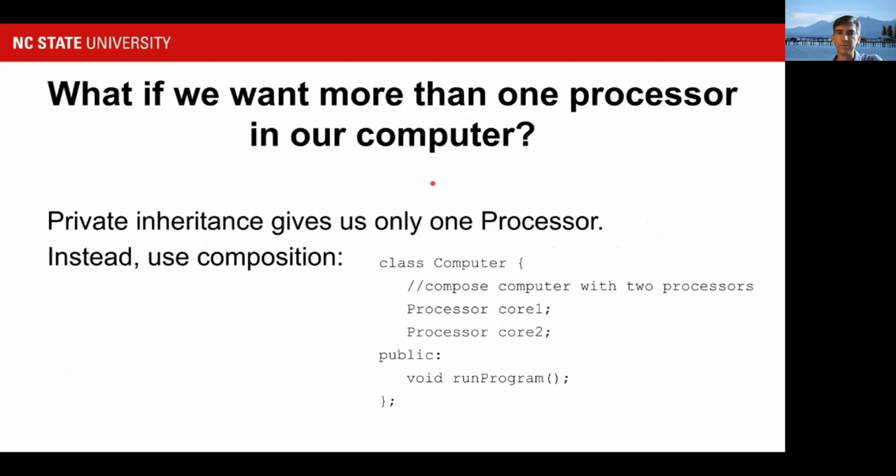Okay, but this doesn't always work. What if you want more than one processor in your computer? Well, then private inheritance doesn't work. Private inheritance says you have one. If you need multiple processors in your computer, then you can't use private inheritance. And then your really only option is to use what you call composition. So within my class computer, I could have multiple members that represent multiple processors. So I could have core 1 and core 2 and so on to say that my computer really has lots of processors, not just one processor. So here private inheritance doesn't make sense.